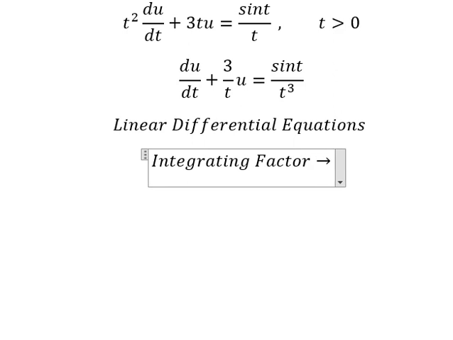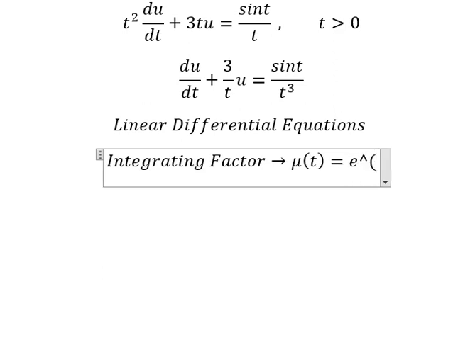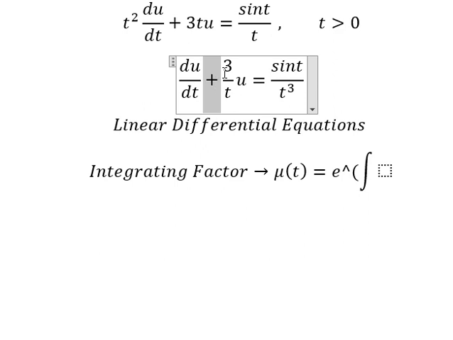So we need to find mu of t equals e to the power of the integration. We see that the positive is next to 3 over t. This is for the integrating factor, and I will put this one here.